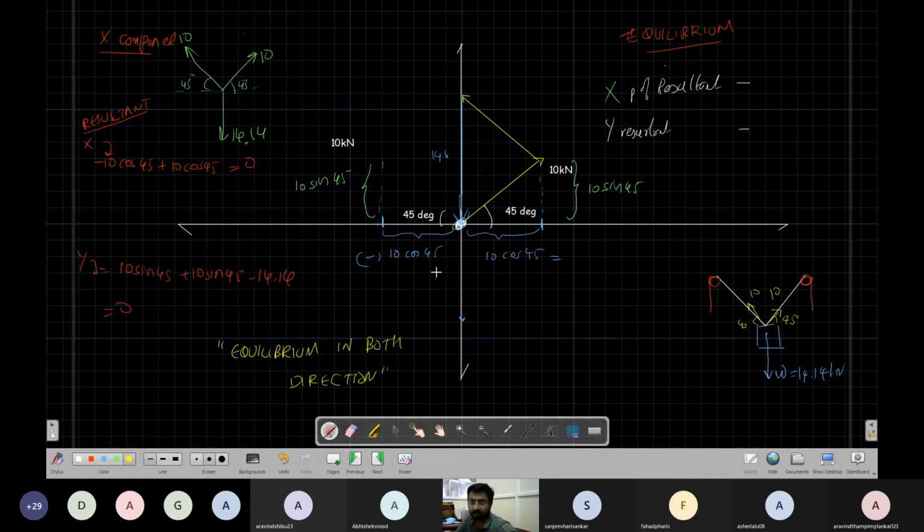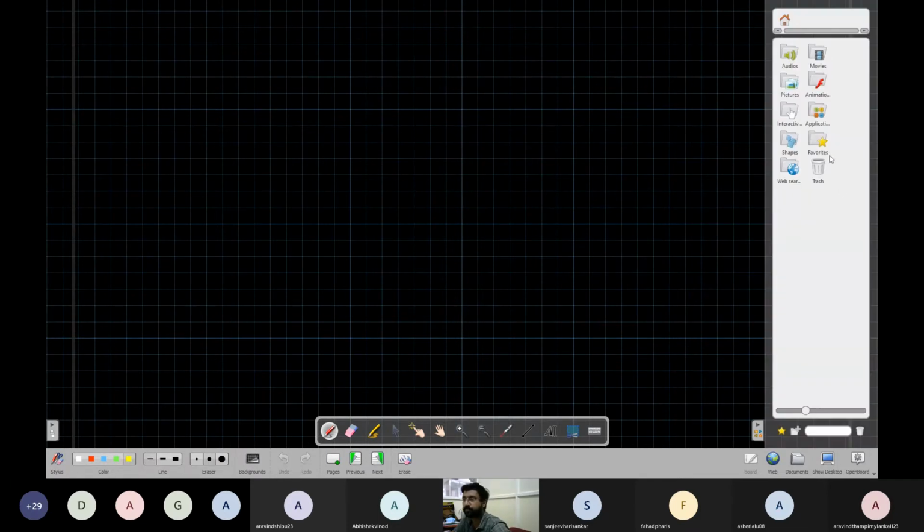Okay, so what we can do is take up another problem. This problem is slightly different. Again, I can solve this graphically also, but the idea is that you should get an idea of what equilibrium is. Okay, so let's say, let's draw a circle now.